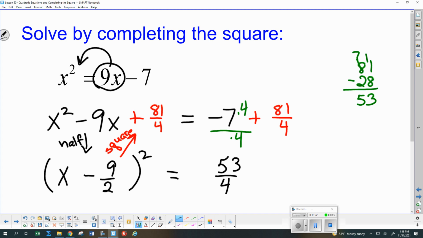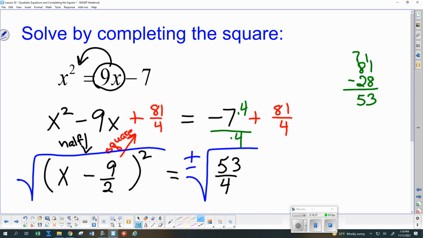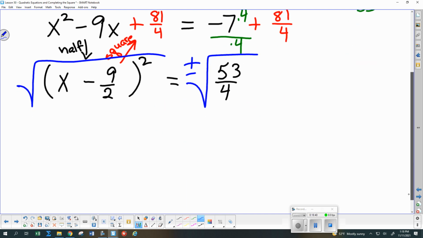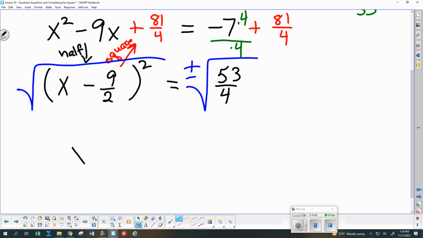Parentheses squared equals. Grayson, what's my next step? And what do I have to be sure I remember? Perfect. Don't forget the plus or minus. So now what we have is x minus 9 halves equals plus or minus the square root of a fraction. Can I leave a square root of a fraction? No. I've got to do square root of numerator over denominator, and sometimes rationalize the denominator.